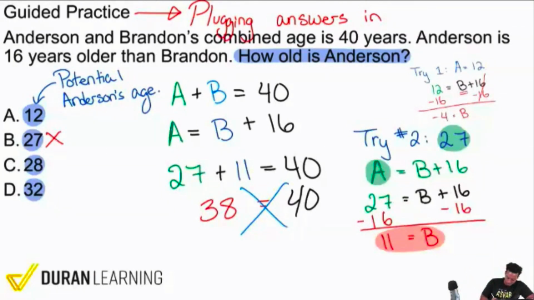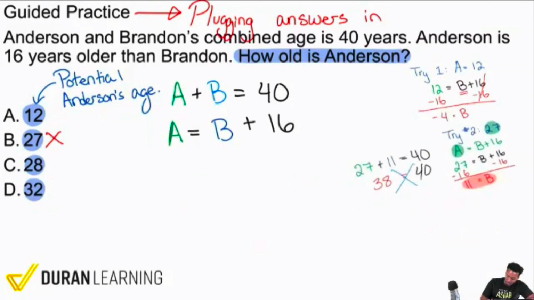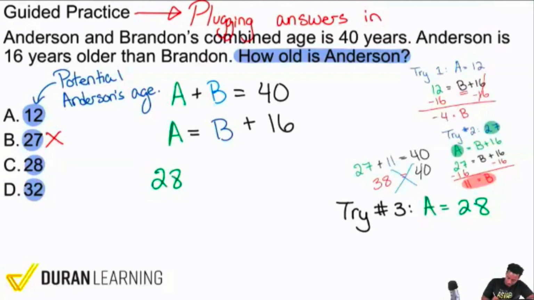Plugging in C, we got 28 years old. Let's try that one now. So move that out of the way. You do try number 3. Let's say Anderson is 28. Let's try that out. Everybody, if I go ahead and take 28 years old here, and I plug that in, and I'm getting bored, right? Oh man, how many times do I have to plug in, right?